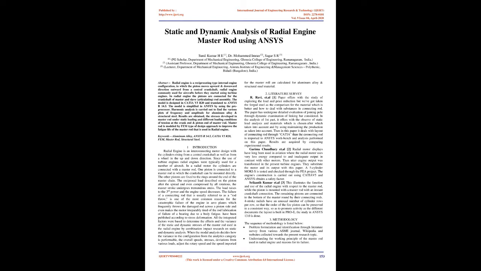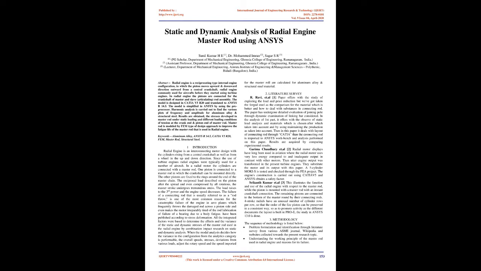from a wheel in the up and down direction. Since the use of turbine engines, radial engines were typically used for a number of aircraft. In a radial motor, the cylinders are connected with a master rod. One piston is connected to a master rod in which the crankshaft can be mounted directly. The other pistons are fixed to the rings around the end of the master rod.